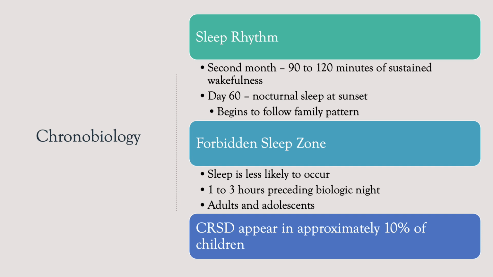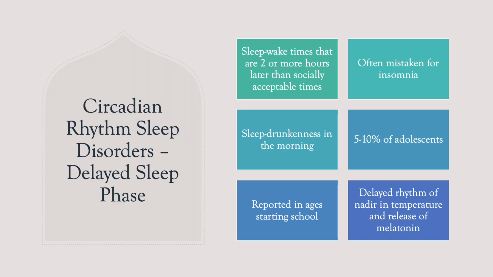Circadian rhythm sleep disorders occur in approximately 10% of children. Typically, it's delayed sleep phase syndrome in children. Remember that delayed sleep phase means going to sleep later and waking up later. We are delaying the normal schedule by a few hours. I also try to remember the difference between delayed and advanced sleep phase by thinking patients of advanced sleep age show advanced sleep phase, where older people go to bed earlier and wake up earlier.